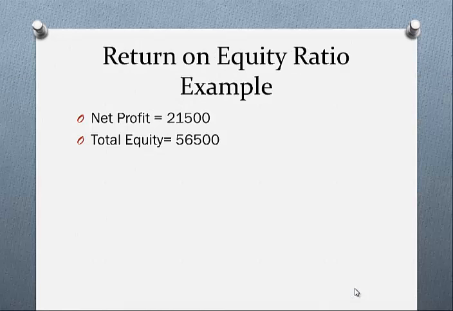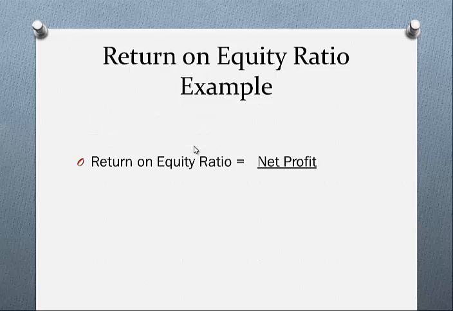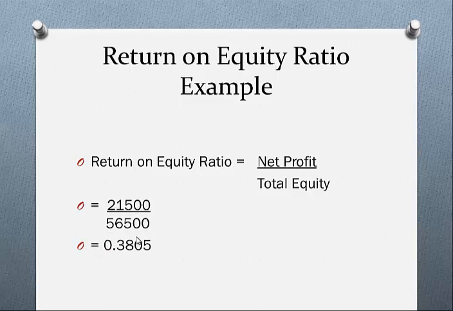Now let's do the calculation. The net profit, as you saw, is 21,500, and total equity is 56,500. Now let's put that into our ratio formula: net profit over total equity. There it is, 21,500 over 56,500, giving us 30.3805. Multiply that by 100, and I've rounded that up a bit, so our return on equity is 38.1%.